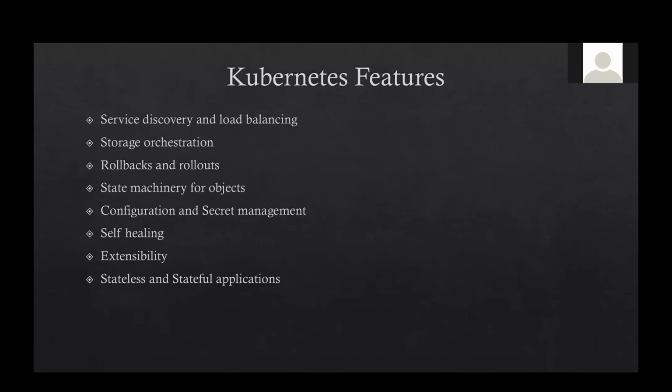It provides a state machinery for objects. As we saw in the previous slide, it maintains all the objects in its etcd store. So it provides that state machinery. It provides configuration and secret management. So it provides two resources through which you can store your configuration or your secrets, which can potentially have confidential information like your tokens, or AWS tokens and that kind of thing.